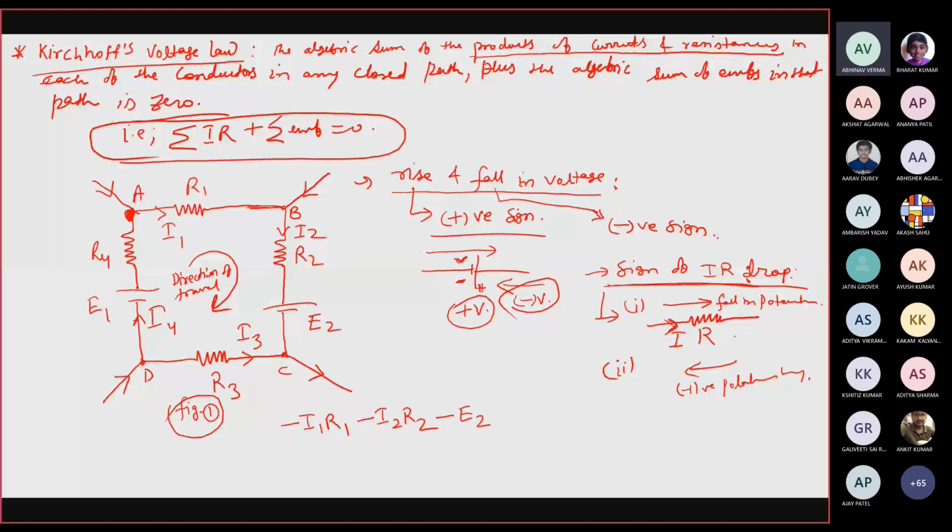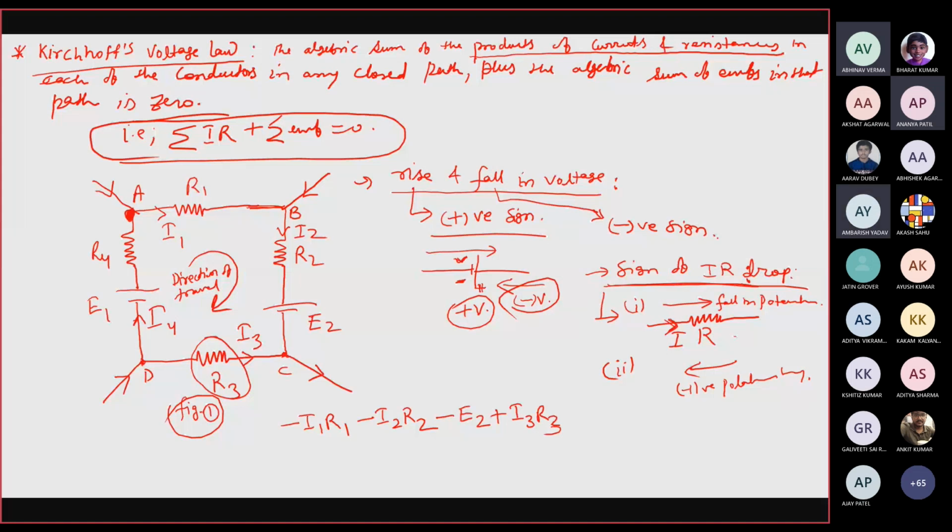Now, what will be the drop across R3? Plus R3 into I3 across R3. Plus I3 R3, because in this case we are moving in the opposite direction of the current. I3, that is flowing from D towards C, but we are moving in the opposite direction of I3. So that's why it is a positive drop.